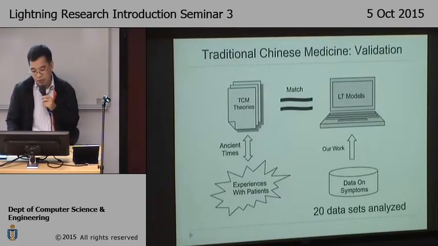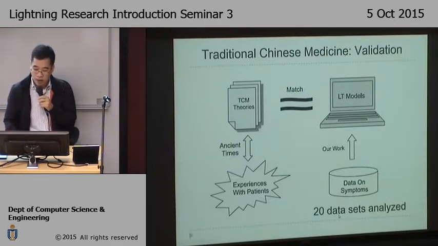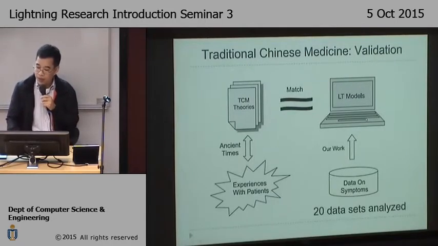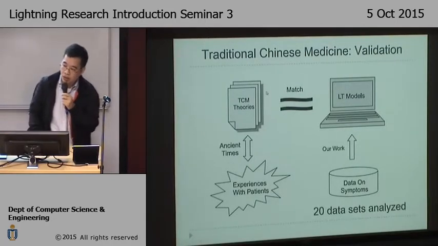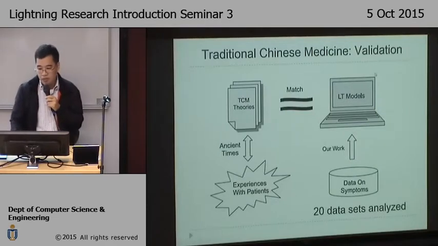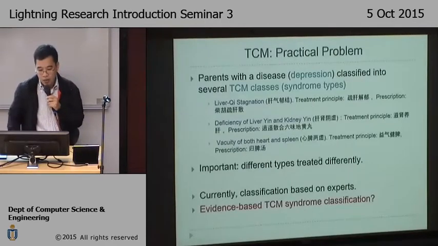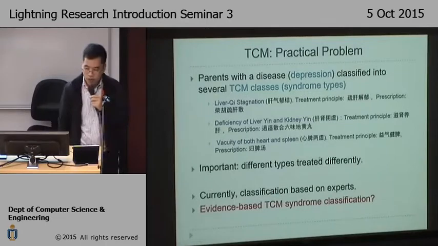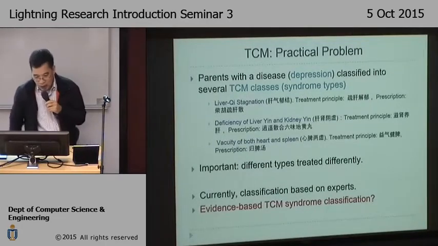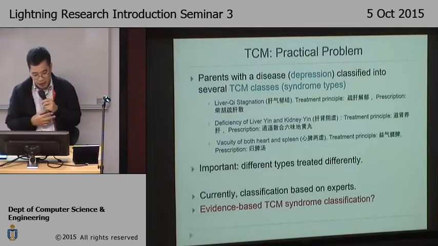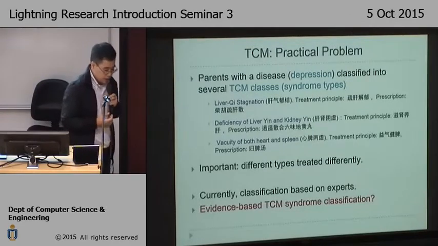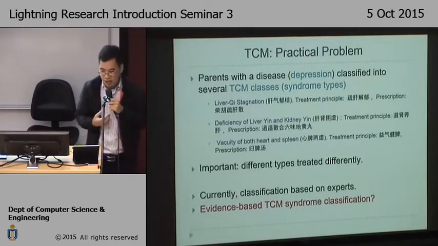In the past few years, we have analyzed about 20 data sets from different domains using latent tree models, and our results actually match the TCM theory pretty well. So that's quite cool. We provide some validation to this ancient theory. We also try to solve some practical problems with TCM. TCM is usually used to treat chronic diseases such as diabetes, hypertension, and depression.